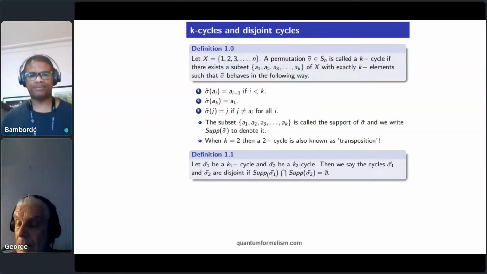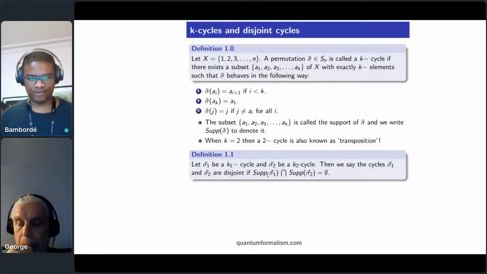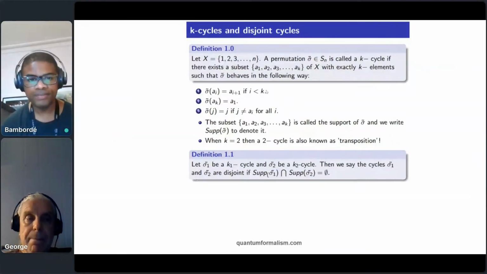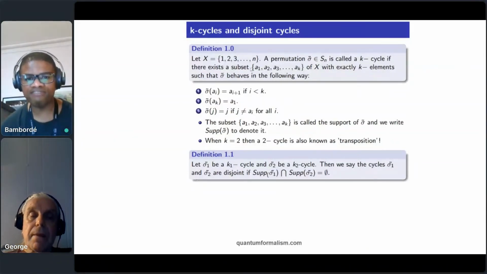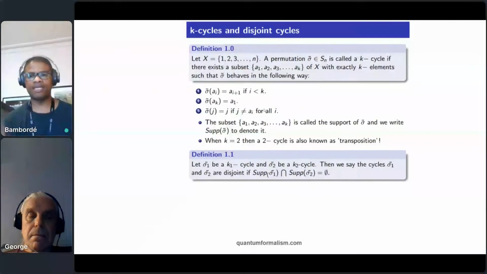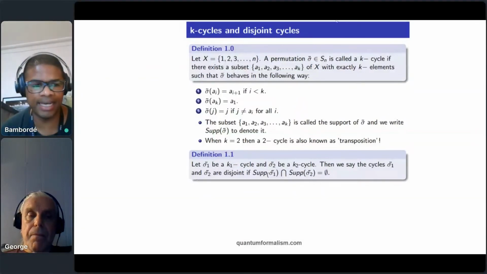Okay, so to recap, a K cycle is not just any type of permutation. It's a special type of permutation. It's a permutation that must have some K elements of X such that it behaves this way, for it to be called a K cycle. It must satisfy this. It must behave this way. So if it doesn't, then it's not a K cycle.